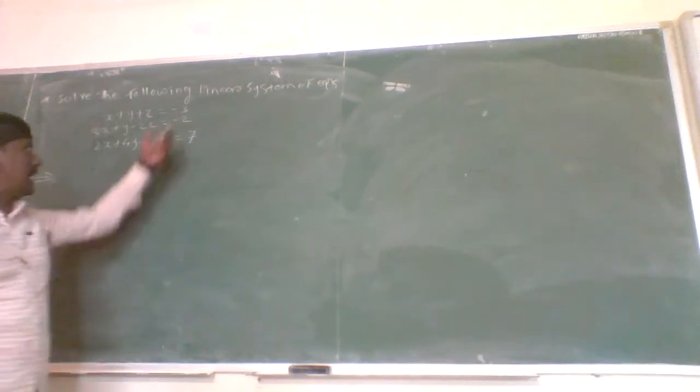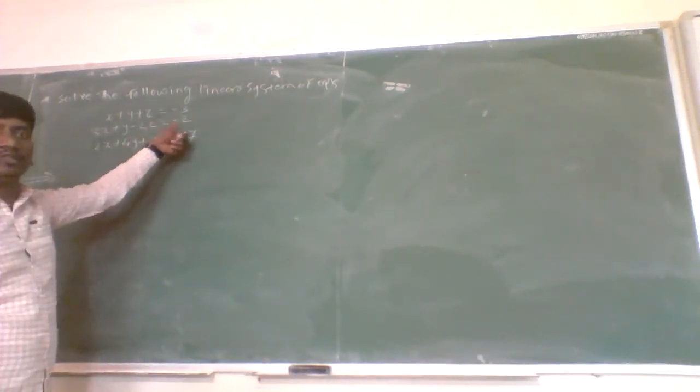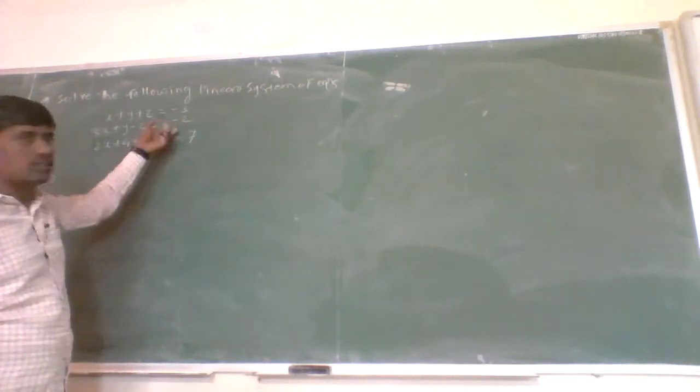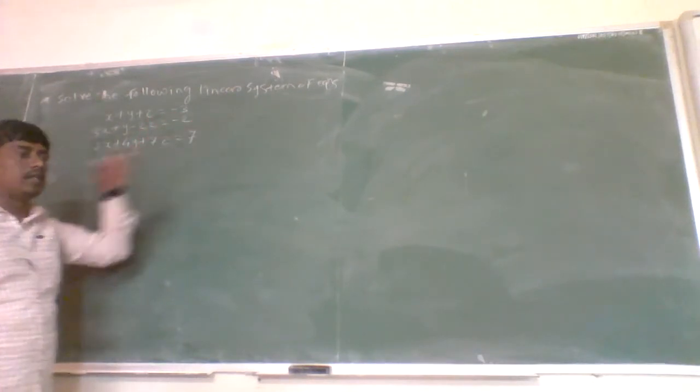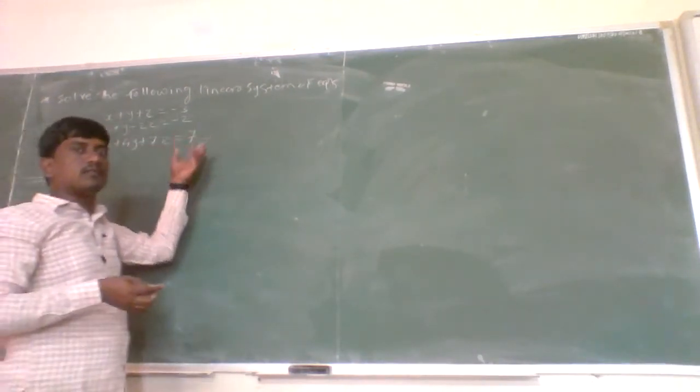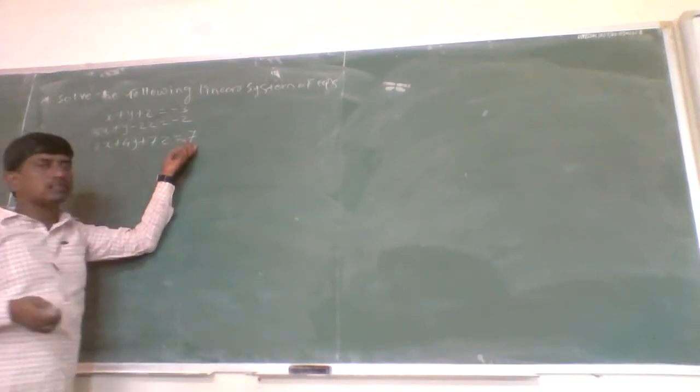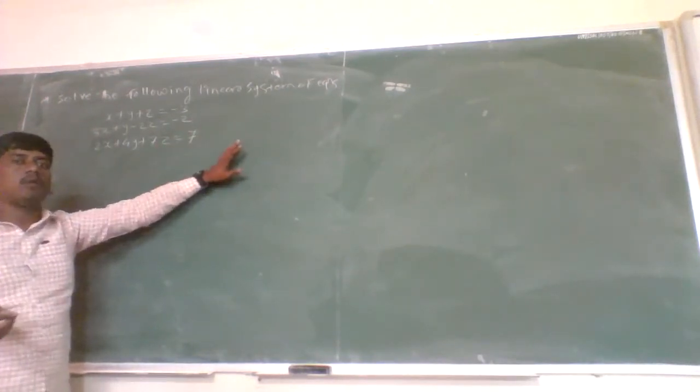Now, as minus 3, minus 2 and 7 are non-zero, the given system of linear equations is a non-homogeneous system of linear equations. Now we have to find out the number of solutions for this system. First we have to see whether the solution exists or not, that is, whether it is an inconsistent or a consistent system of equations.